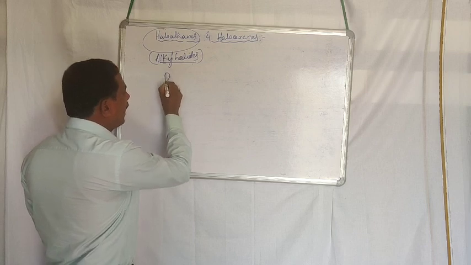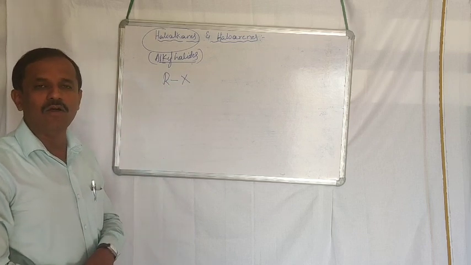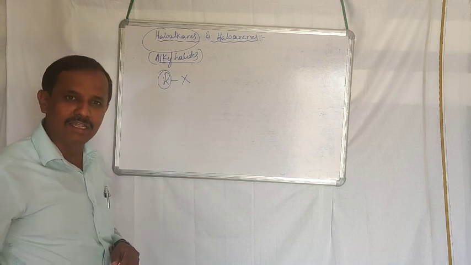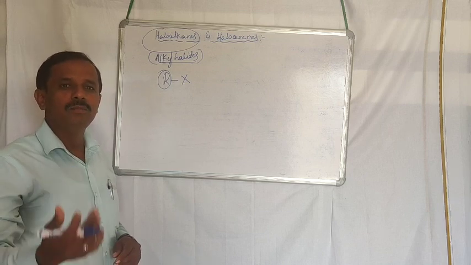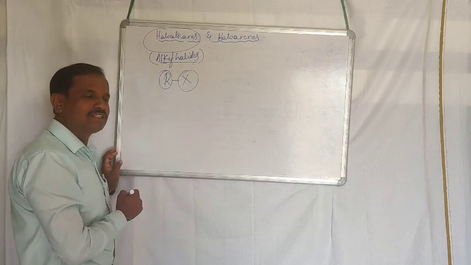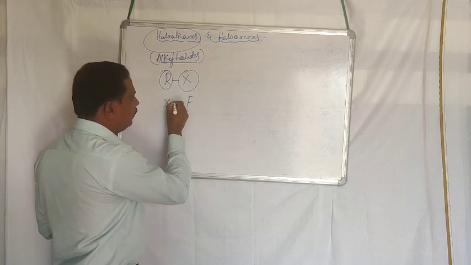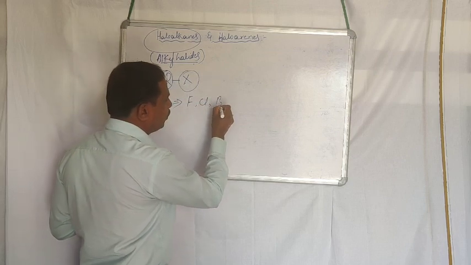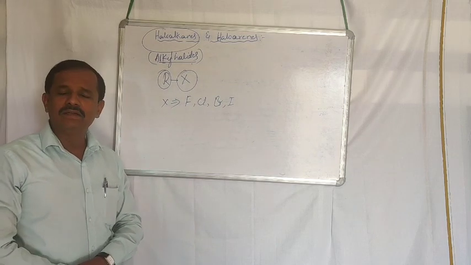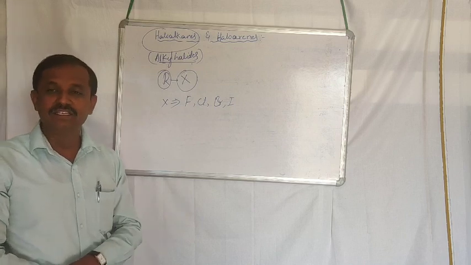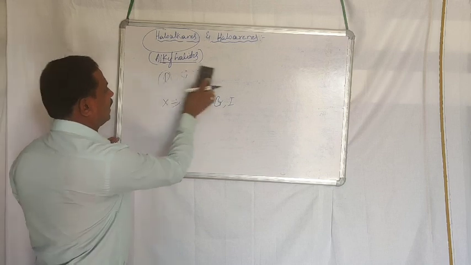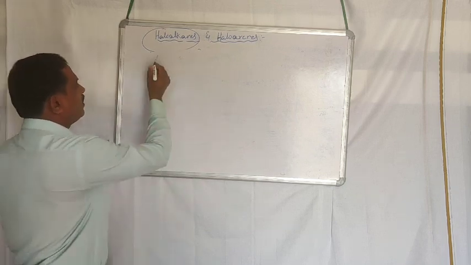What is the general formula? It's very simple. RX is the general formula for haloalkanes, where R is an alkyl group like methyl, ethyl, propyl, butyl, pentyl, and X is a halogen like fluorine, chlorine, bromine, or iodine. We know what alkyl halides or haloalkanes are. Next, it's very important, we will discuss the classification of haloalkanes.